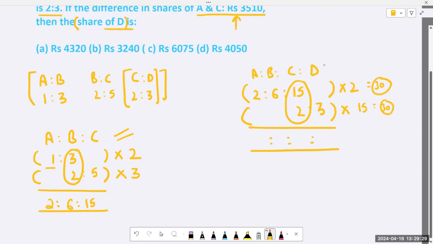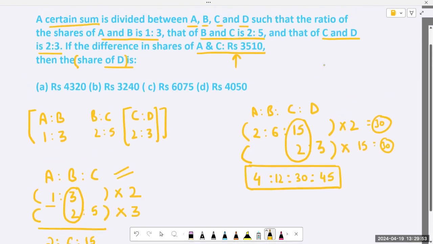And so I'll just write the ratios here. So 2 multiplied by 2 gives us 4. 6 multiplied by 2 gives us 12. 15 multiplied by 2 gives us 30. And here 3 multiplied by 15 gives us 45. Which means that the ratio between A, B, C and D is 4 ratio 12 ratio 30 ratio 45. Now we can come to the question and see what the question is asking.